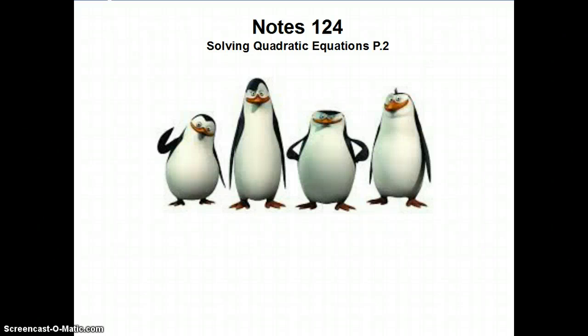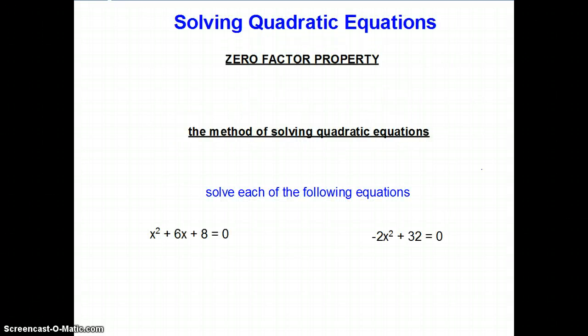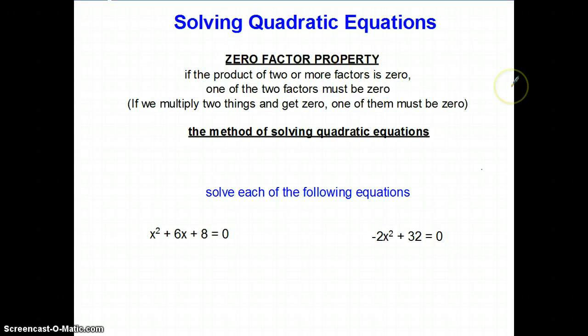Hello and welcome. In today's lesson, we're going to continue our discussion on solving quadratic equations. First, I'd like to recall the zero factor property. If you remember from our previous lesson, the zero factor property is if the product of two or more factors is zero, then one of the two factors must be zero. Or, in other words, if we're multiplying two things and the product of those two things is zero, then one of them must be zero.